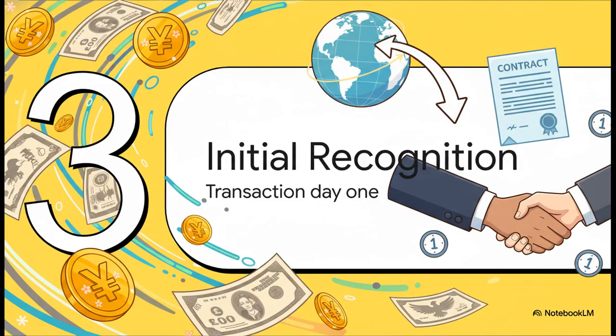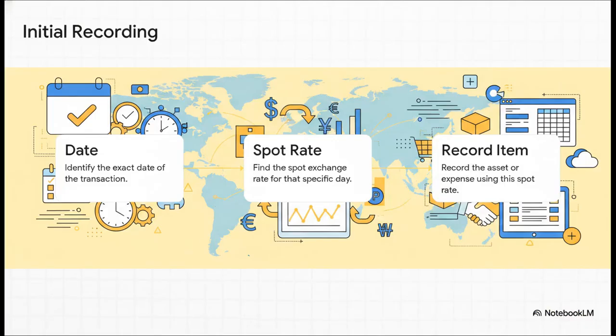Let's hit section 3, day 1, initial recognition. We are now entering the life cycle of a foreign transaction on the exact day it occurs. This is day 1, the moment the deal actually goes down. The rule here is wonderfully straightforward. You identify the exact date the transaction takes place, you find the spot exchange rate for that specific day, and you record it. Boom. If you purchase goods and you settle the payment immediately, the transaction is closed right then and there. Any immediate differences are treated as a realized gain or loss, and there's nothing else to worry about.